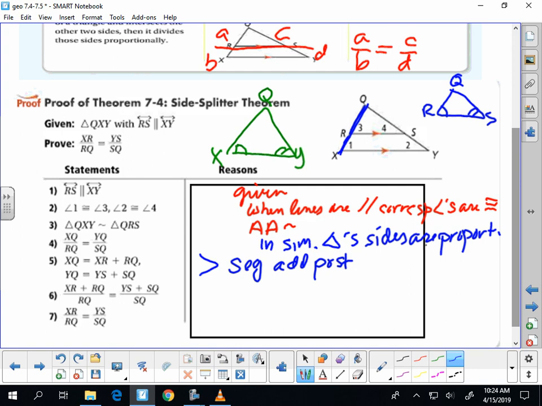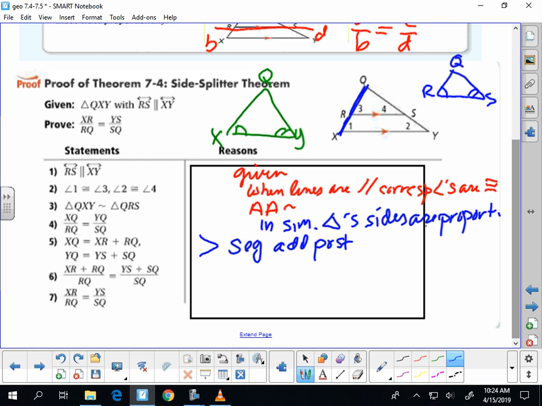How can I go from step 5 to step 6? Actually, it's 4 and 5. From 4 and 5 to 6. Not transitive. I would call this transitive in this case. What's the other thing that we use instead of transitive? Substitution. Yeah, so we're taking out this XQ and replacing it with this, right? So this is just substitution.